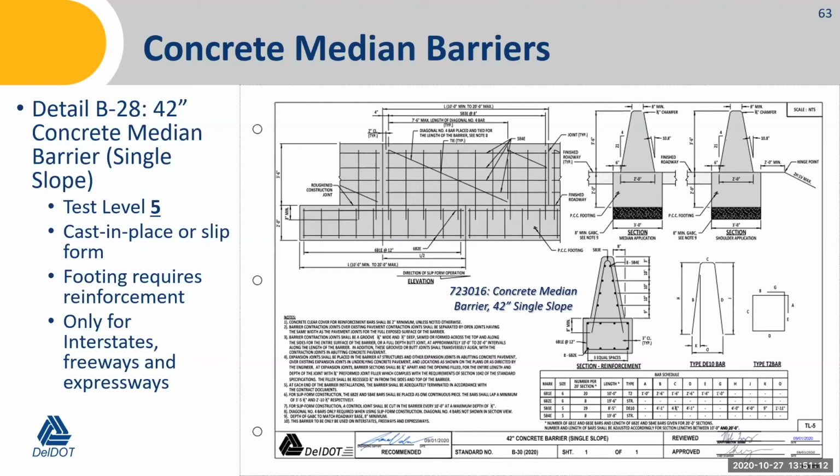However, there was no crash testing of a roadside single-faced, single slope barrier. If that makes sense. So from a non-bridge roadway perspective, we only have a crash tested design for a double-faced single slope barrier. Note the requirement for rebar or reinforcement in the footing for this design. That is based on the crash testing, and that helps get it to that TL5 criteria.